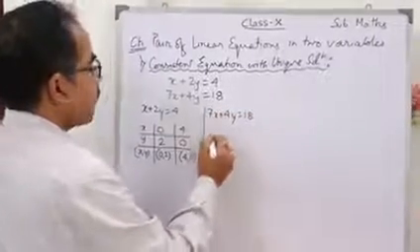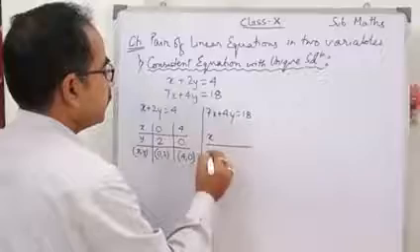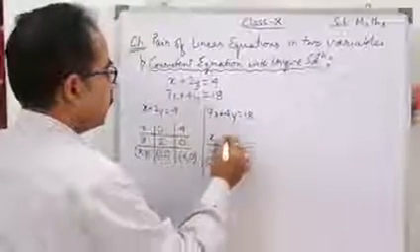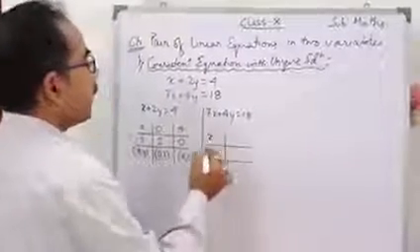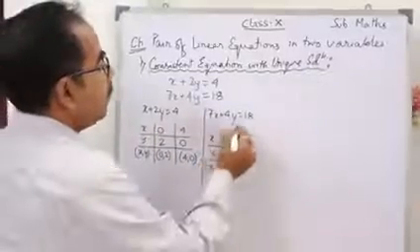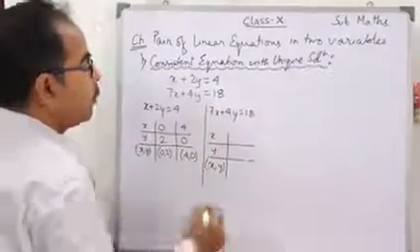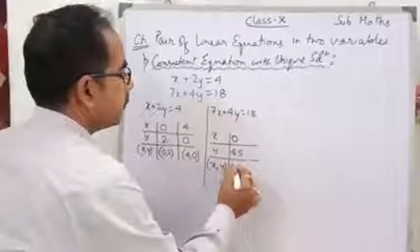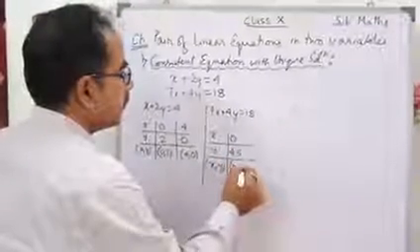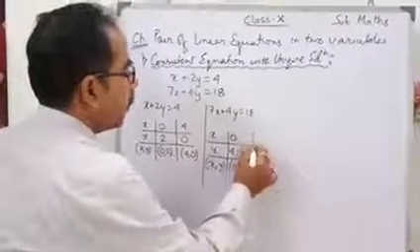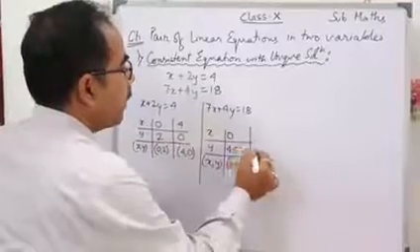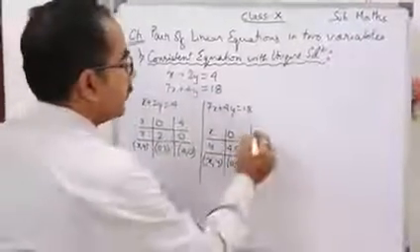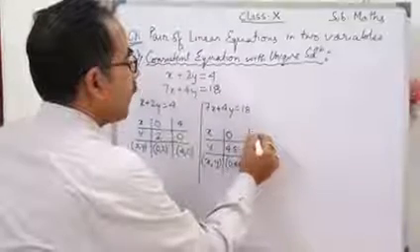Next, for the second equation, that is 7x plus 4y equal to 18. In that case, if I take x equal to 0, y will be 18 by 4, that is 9 by 2, means 4.5. Okay. Now next, if I take y equal to 0, then x will be 18 by 7, that is about 2.6.